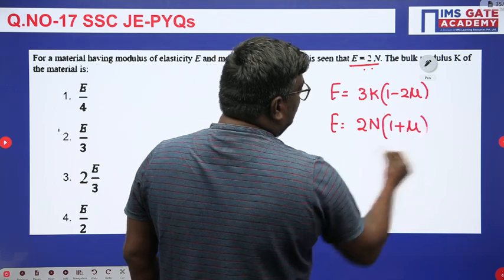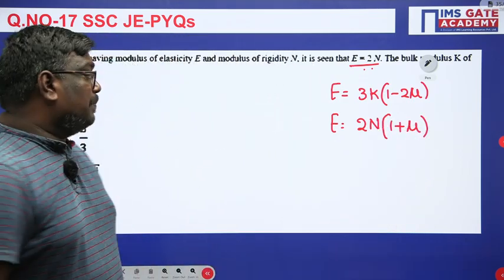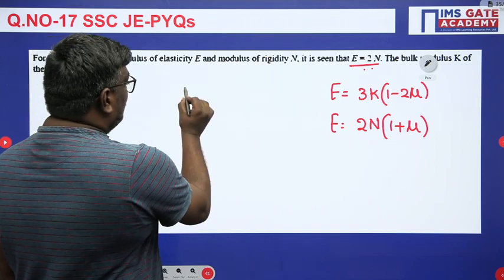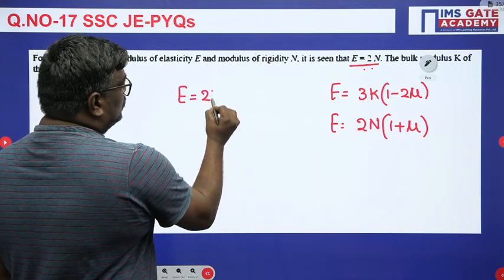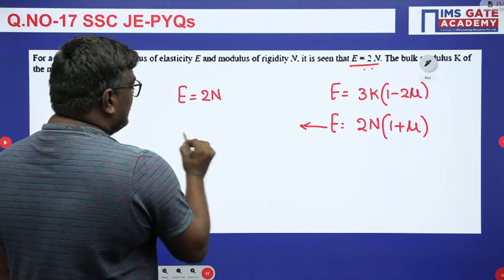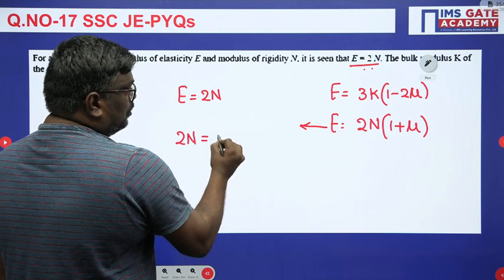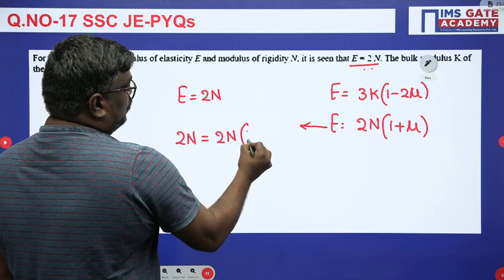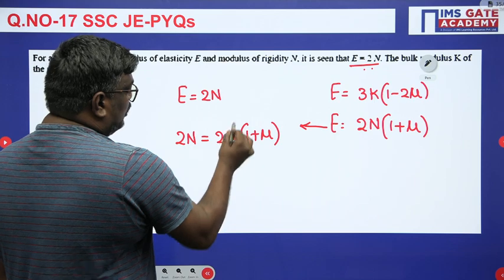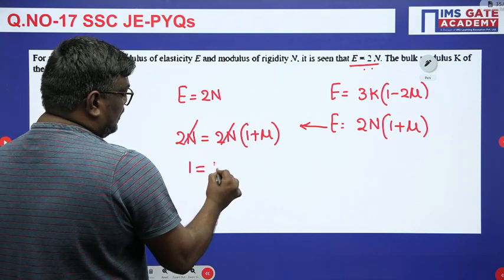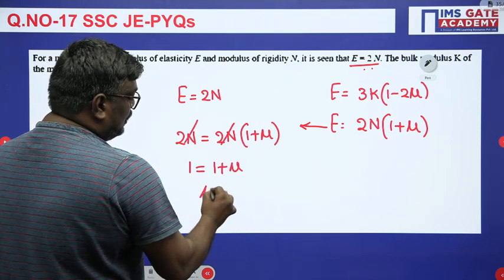If you can remember these formulas, definitely it will help you. Now, in this problem, what they have given, E is equal to 2N. So, using this equation, I'll write 2N is equal to 2N into (1 plus mu). So, here 2N cancels, 1 is equal to 1 plus mu. So, mu is equal to 0.